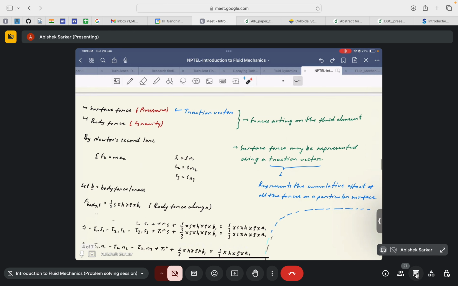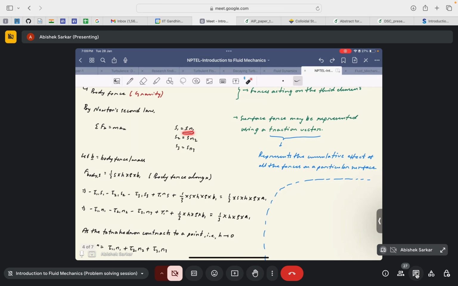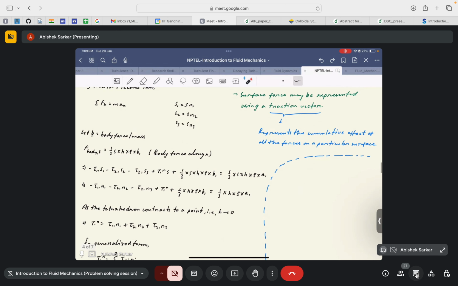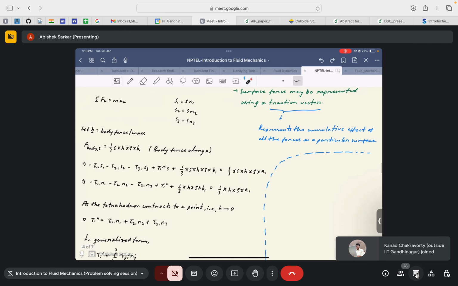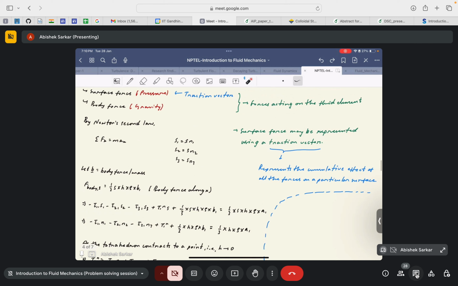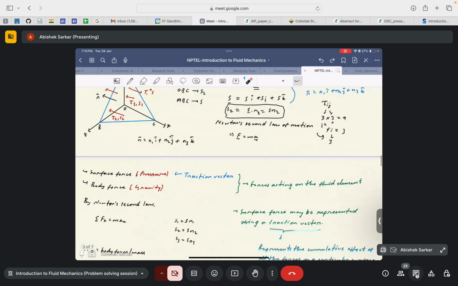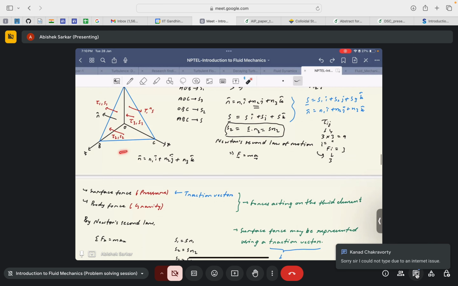Okay. So S1 is SN1, S2 is SN2, and S3 is SN3. Then with this simplification, the body force along the x direction is given by the volume of this tetrahedron, one-third into S into H, into the body force per unit mass, that is B1 along the x1 direction. Then we do the force balance along the x direction.